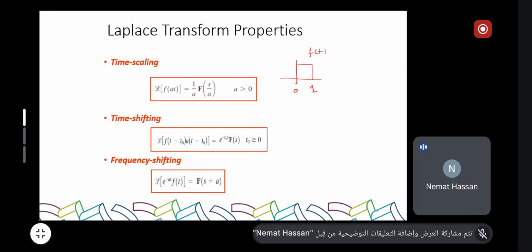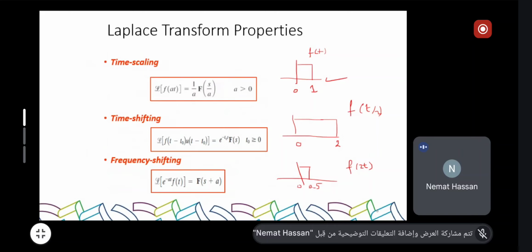We can time scale this signal by either expanding it, so it starts at 0 but ends at 2, or by shrinking it, so it starts at 0 but ends at 0.5. In that case, this is f of t, here we have f of t over 2, and here we have f of 2t. So if we accelerate time, we shrink the signal, and if we expand time, we expand the signal, right? This is called time scaling.